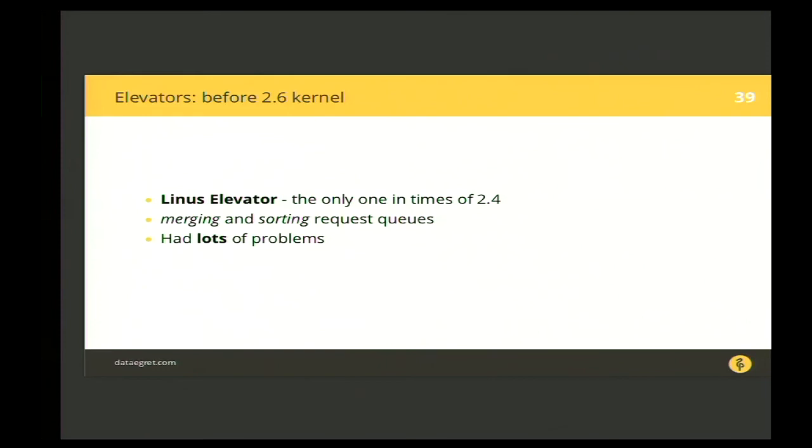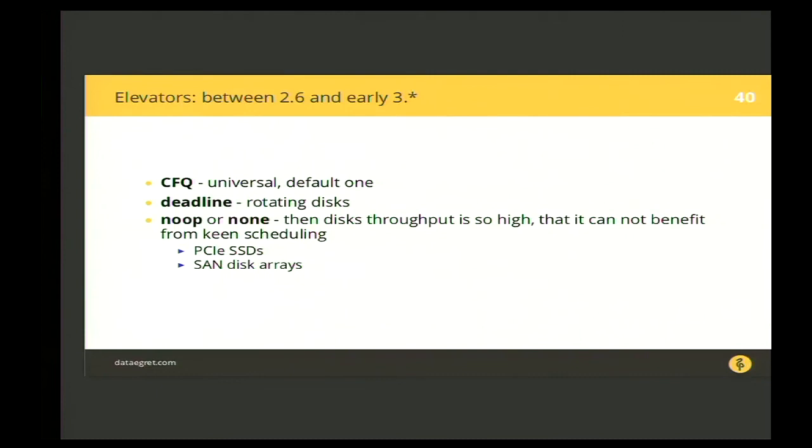Because of that, people started to redo things, and between kernel 2.6 and early versions of 3, there were several schedulers which developed the idea of the Linus elevator to some point, I would say. The first of them, not in chronological order, just as we use them from time to time, was Complete Fair Queuing, or CFQ, which was actually a not bad generic scheduler. And generic means it was actually designed for a desktop environment.